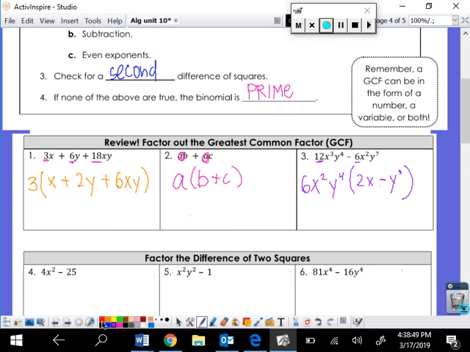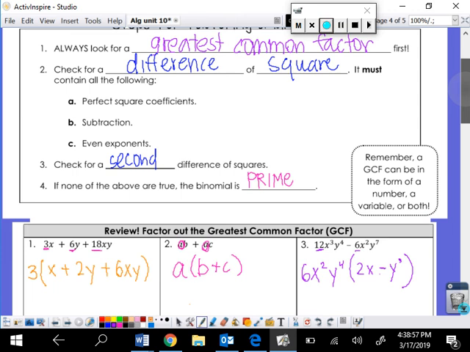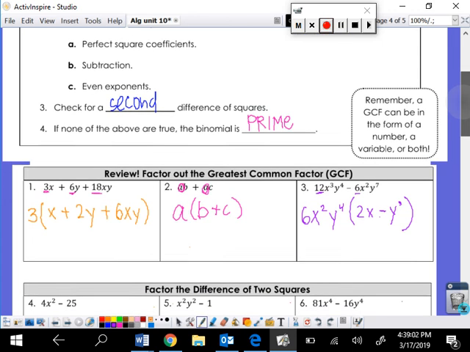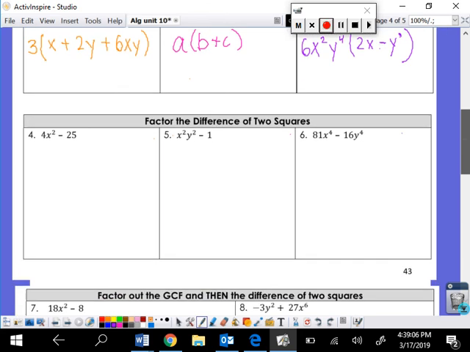Okay, so we practiced, reviewed, pulling out that greatest common factor. Now let's get into our perfect squares. So first thing we're going to do, always look for that GCF. Then let's look for our difference of squares. We need perfect square coefficients, subtraction, and even exponents. So let's take a look.